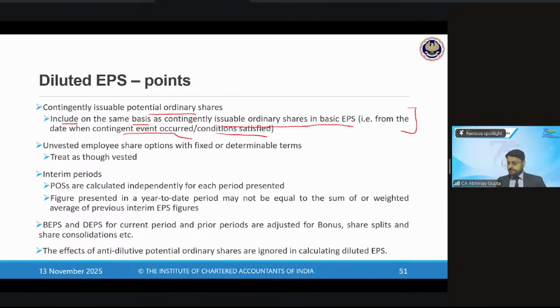Clear. Then, unvested employee share options with fixed or determinable terms, treat as though vested. So, whatever the unvested options, what do you mean by vested and unvested? Exercised? No. Vesting and exercising are two different items. Ind AS 102 is done or not in this batch? Share-based payments. Done. So, what vesting conditions have you learned there? What are the vesting conditions?